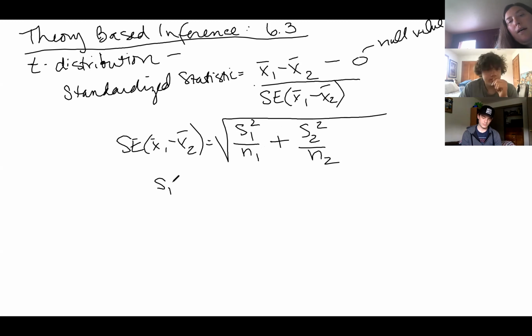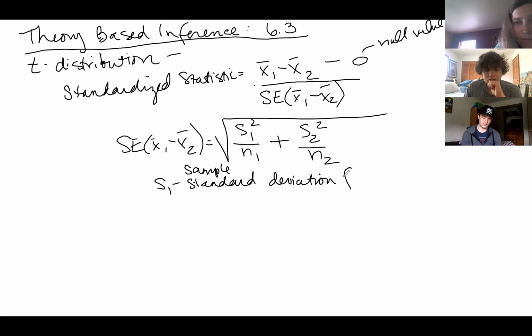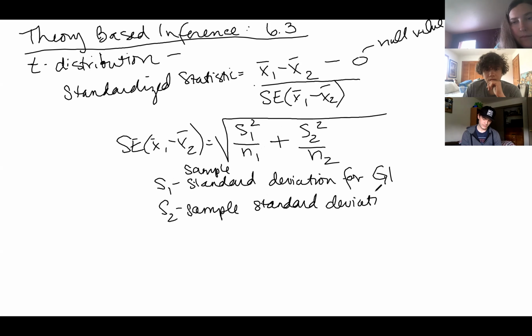S1 is the sample standard deviation for group 1. And S2 is the sample standard deviation for group 2. And then those sample sizes, N1 and N2, are the sample sizes for each group.